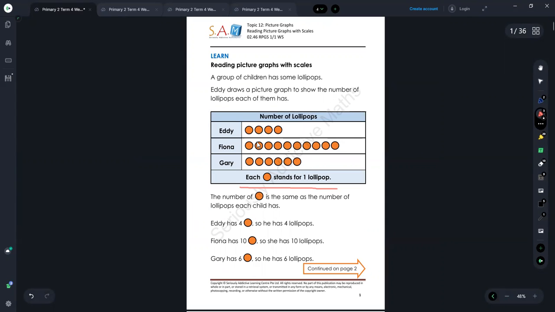We start with the learn segment here. The easy one, Eddie has 4 circles, so he has 4 lollipops, because take note, the legend here says each circle represents 1 lollipop. And Fiona has 10, so it means there's 10. For good practice, always ask students to write the numbers here. So this should be 4, this should be 10, and this should be 6. Make it good practice.